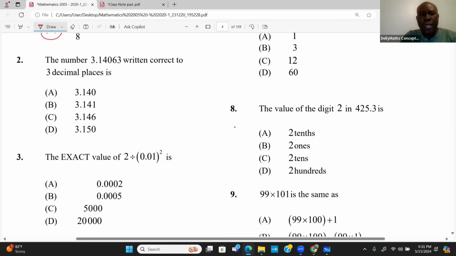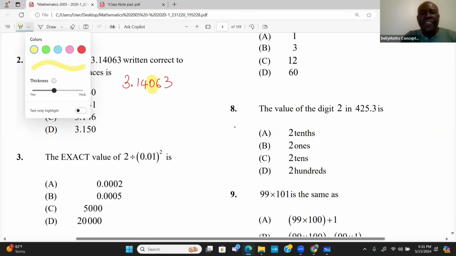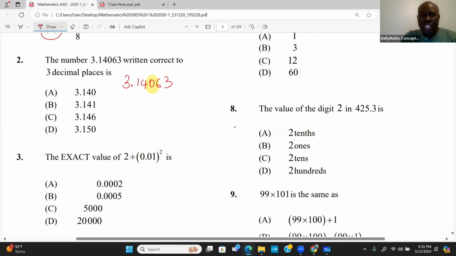It says the number 3.14063 written correctly to 3 decimal places. So now we're doing decimal places, one in which you want to make sure that you remember the principle. You're going to identify the digit that is in that 3rd decimal spot, which is right here, that 0. And after you have identified that digit, then you want to understand that that digit can either go up by 1 or it can remain as is.